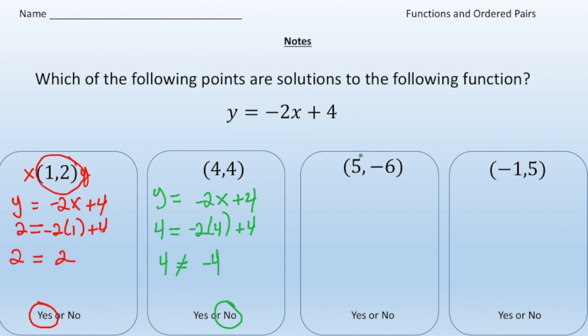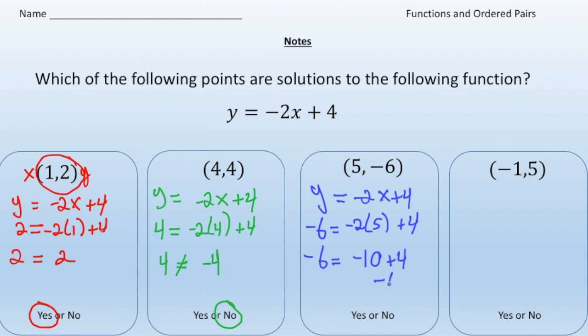All right, let's try (5, negative 6). So again, let's rewrite the function: y equals negative 2x plus 4. And then I'm going to substitute 5 for the x and negative 6 for the y. So negative 6 equals negative 2 times 5 plus 4. And now negative 6 equals negative 10 plus 4. And negative 10 plus 4 is negative 6. And look at that. Negative 6 equals negative 6, which means it's a solution.